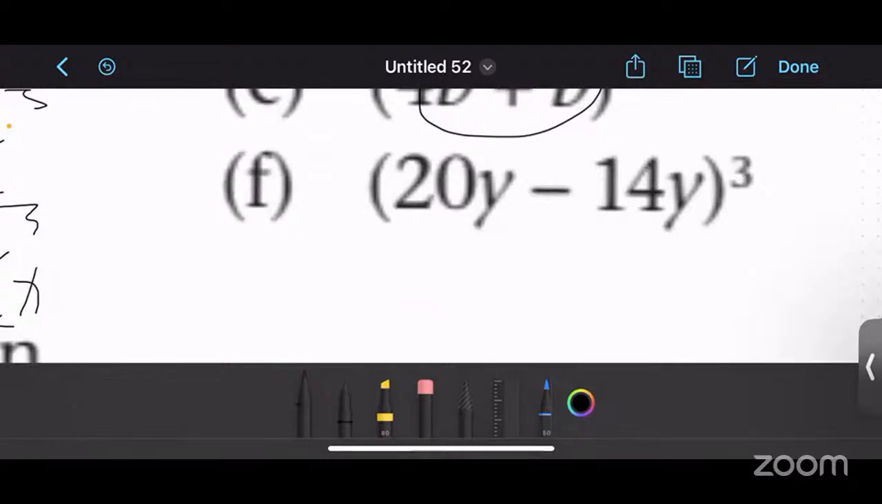20y minus 14y to the power of 3. And then we're going to subtract. So I'm going to say 20y minus 14y, ma'am. We're going to get 6y to the power of 3. And then it's going to be 6 to the power of 3, y 1 times 3. And then my final answer is 216y to the power of 3, ma'am. Okay, so 6 times 6 times 6 is what?